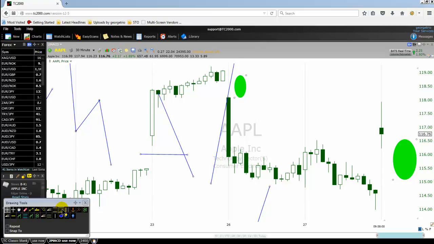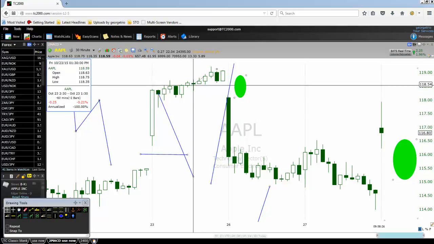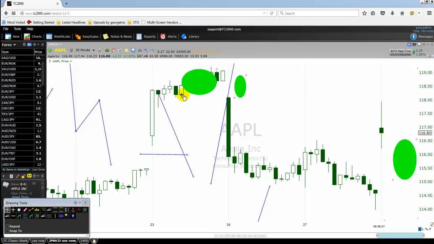The first gap is the opening gap. The second gap is the continuation gap. And the third gap is the exhaustion gap. And the exhaustion gap is likely to be filled very quickly. So, for instance, suppose you were here, in this session here.